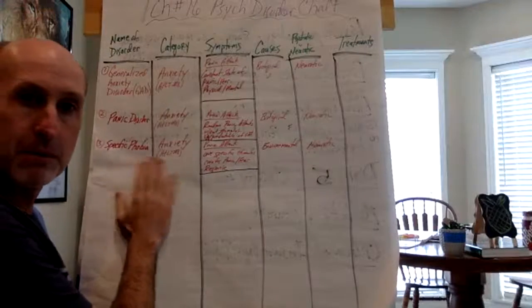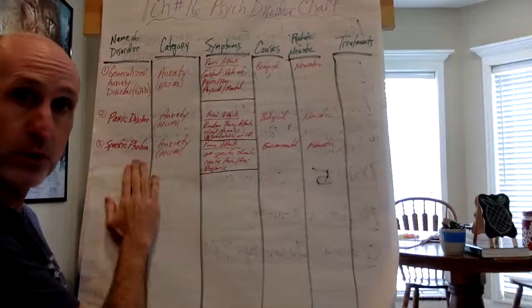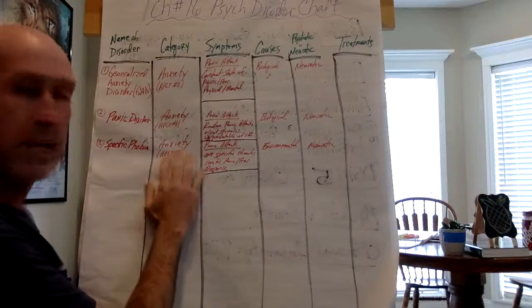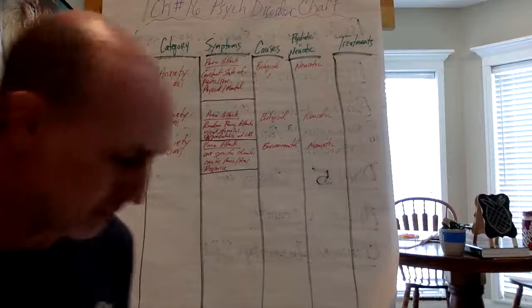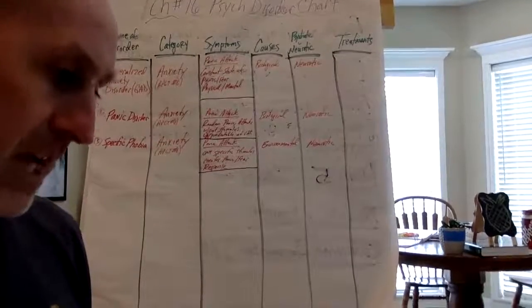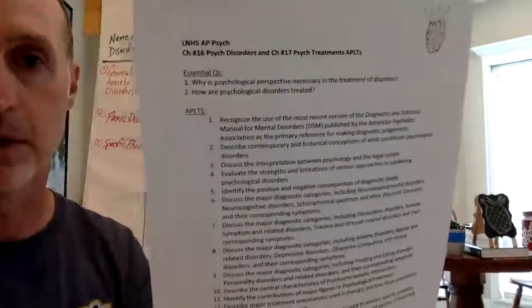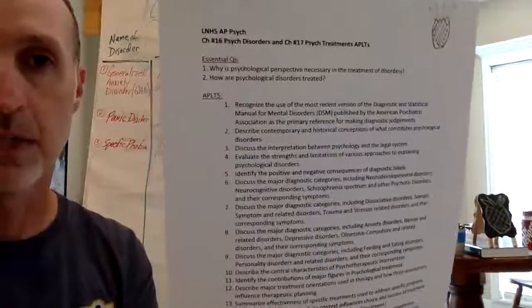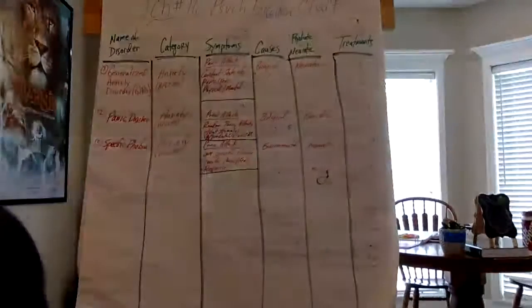This one is probably a little bit more well-known, specific phobia or phobic disorder, right? It is an anxiety disorder. It is learning target number 8. Because again, learning target number 8, if we look at it, says discuss the major diagnostic categories, including anxiety disorders, okay? So number 8 on there is what we're doing. And then, again, basically 6 through 9 are all just about categories of disorders that we're going to go through.